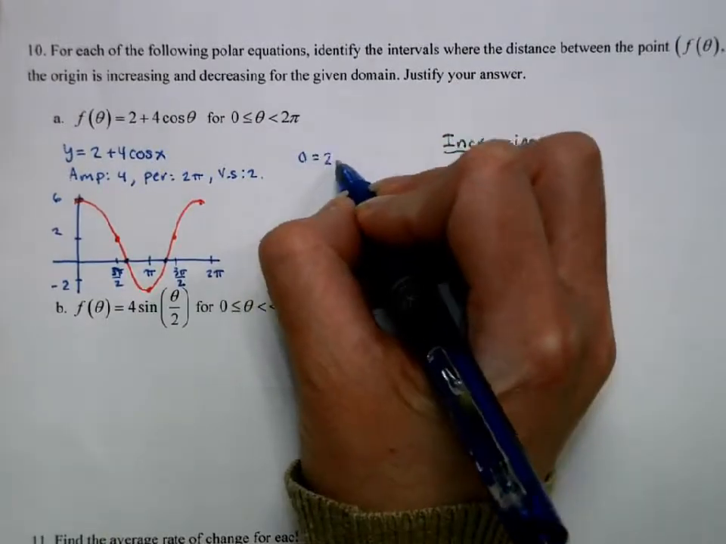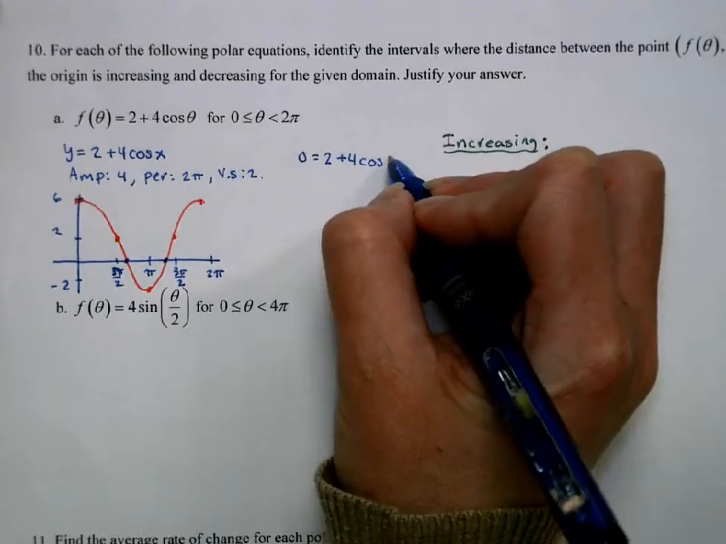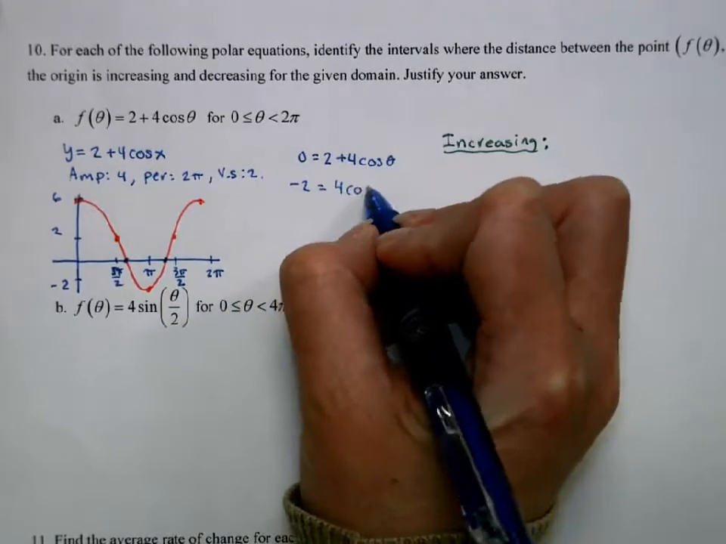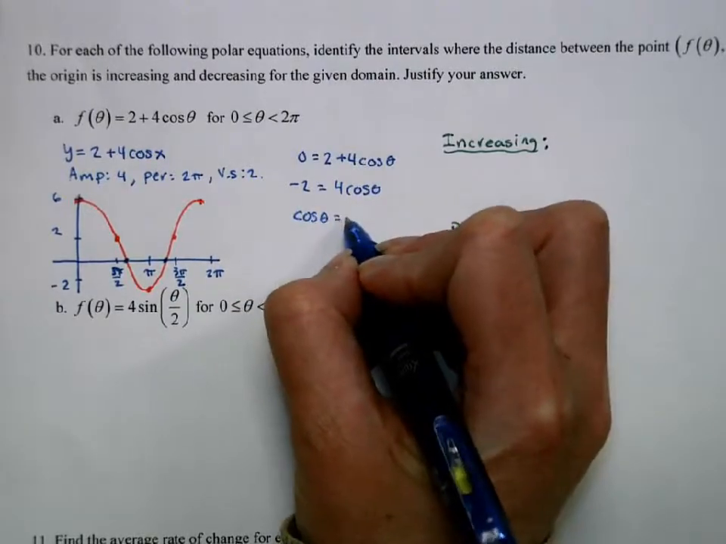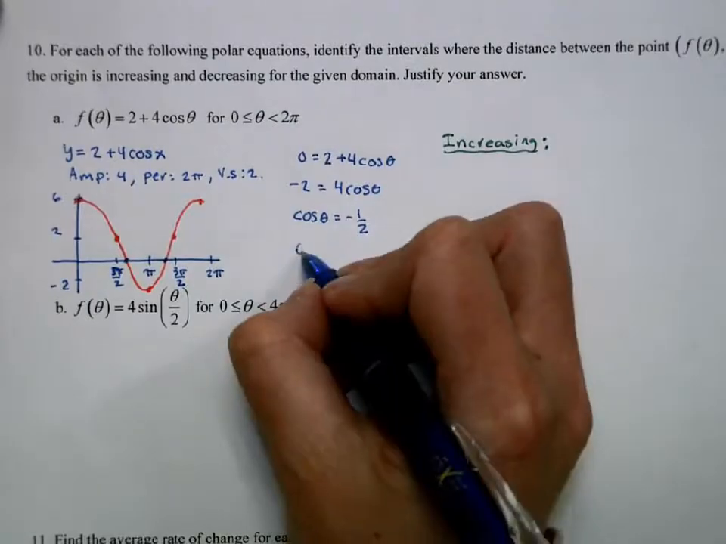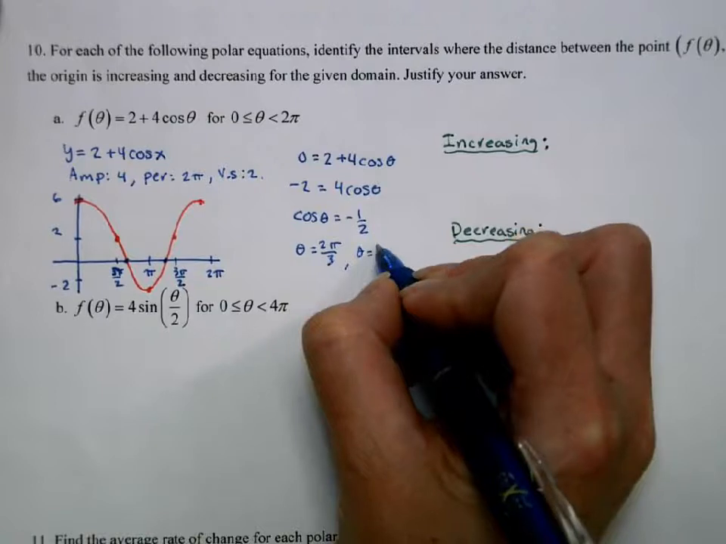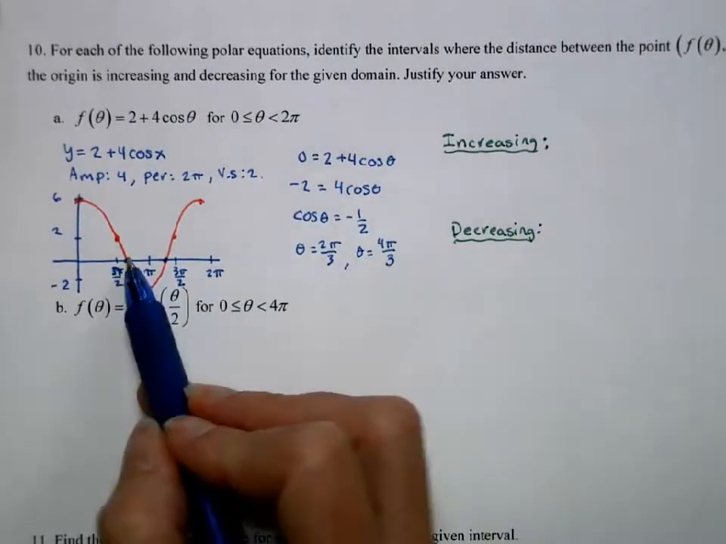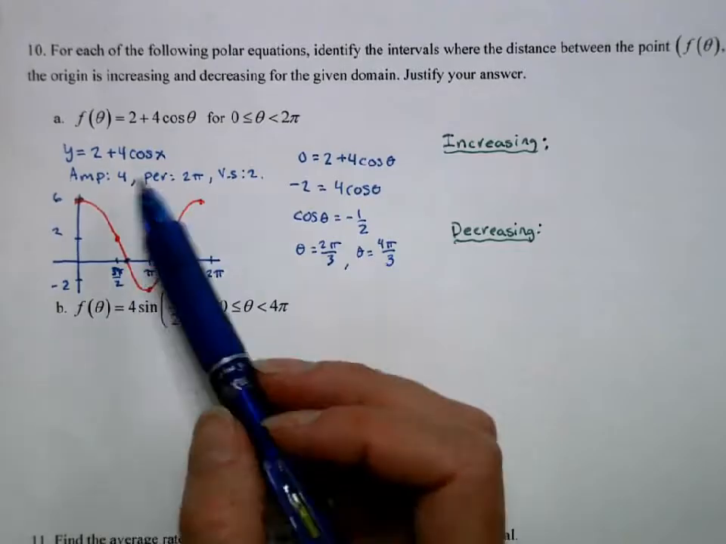So we're looking for where cosine theta is equal to negative 1/2. That's going to occur at 2 pi over 3 and 4 pi over 3. Okay, so this is 2 pi over 3. This is 4 pi over 3. So my first, I'm going to look at increasing. I'll just go step by step. So starting at 0, going to 2 pi over 3 is decreasing.